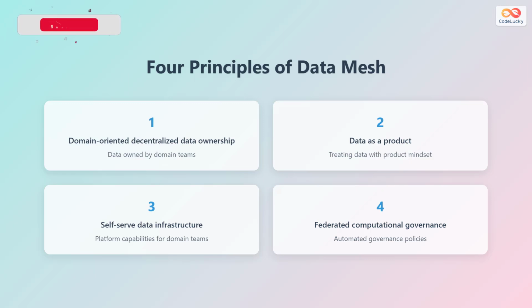The data mesh paradigm is based on 4 key principles. The first principle is domain-oriented decentralized data ownership, where data is owned and managed by domain teams. The second principle is data as a product, which involves treating data as a valuable product with its own lifecycle and quality standards. The third principle is self-serve data infrastructure, providing platform capabilities for domain teams so they can easily access and use data. The fourth principle is federated computational governance, which focuses on automated governance policies to ensure data quality, security, and compliance across the organization.